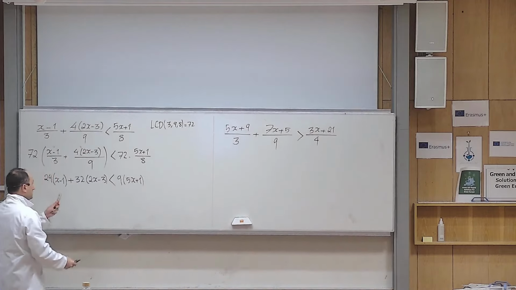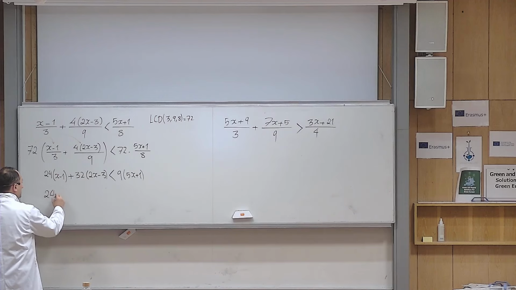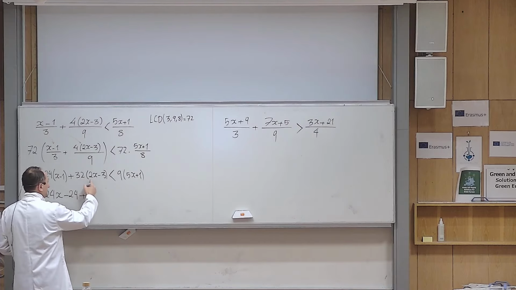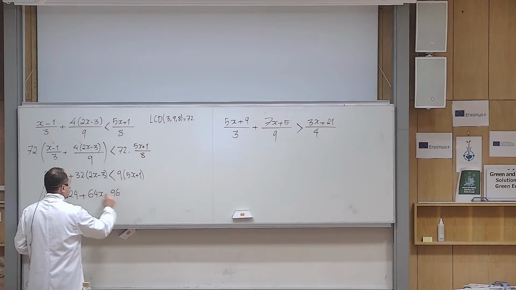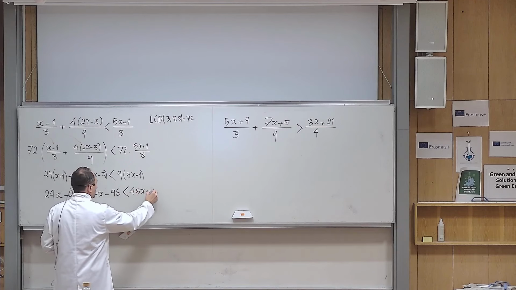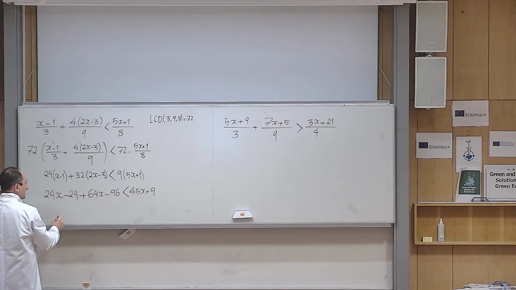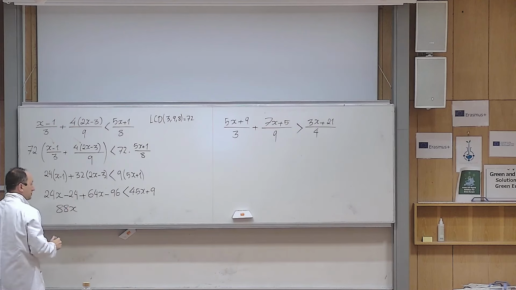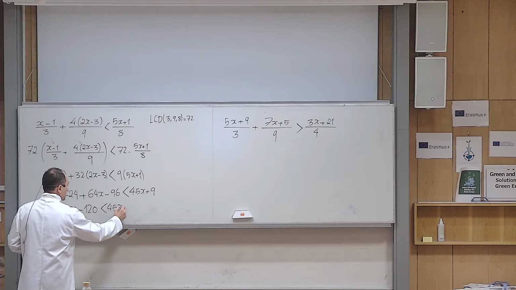And the only thing that I can do now is simplify things a little bit. So I expand by multiplying 24 in, so it becomes 24x minus 24. And in this one, I multiply 32 by 2, which is 64x, minus 32 times 3, which is 96. And this becomes less than 9 times 5, which is 45, x plus 9. Then I simplify: 24 and 64 become 88x, minus 24 minus 96 is minus 120, less than 45x plus 9.